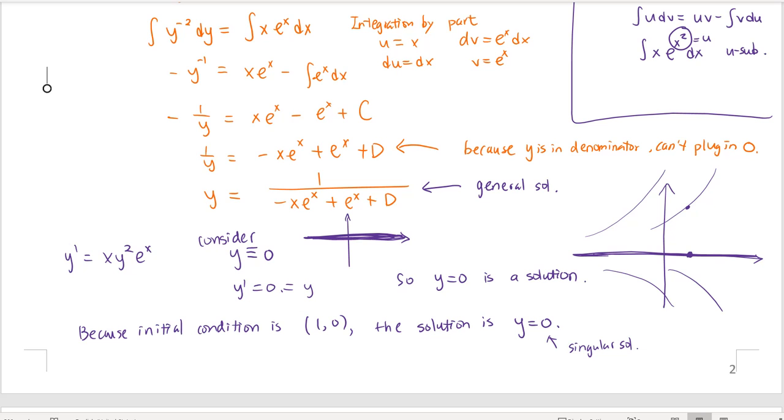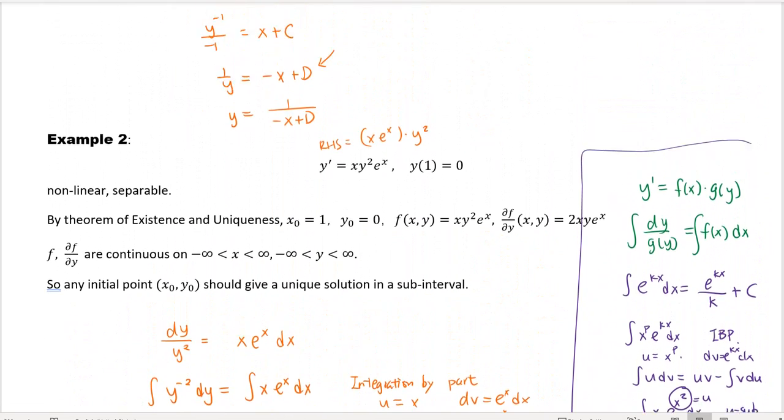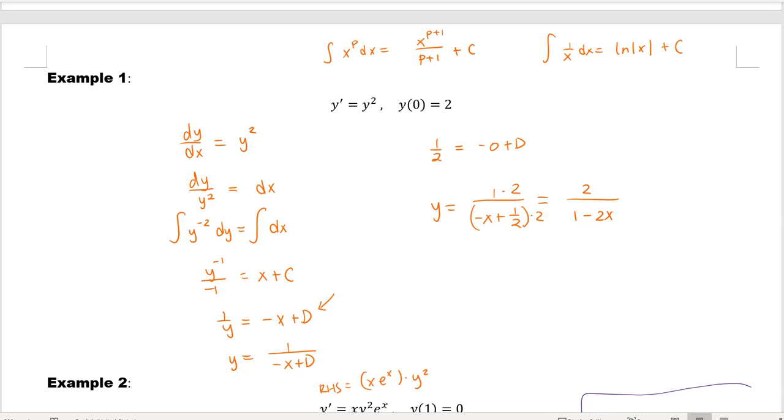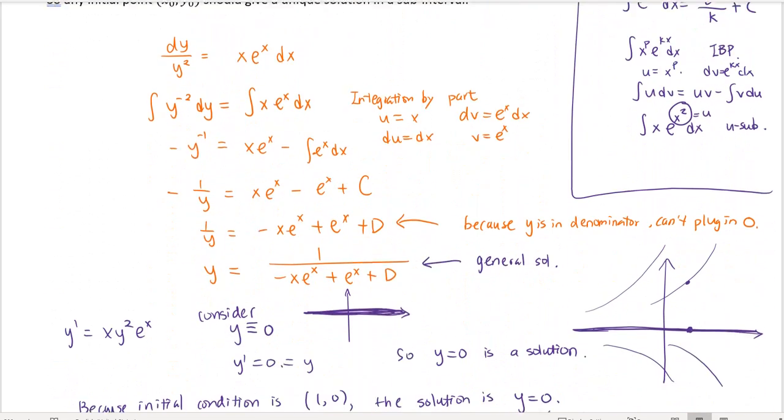Alright. So let's continue. Let's see here. Oh, here. Similarly, if y of 0 equals 0, okay, so let me put a remark here. If the initial condition is (0, 0), then the solution is y equals 0. Okay, so similarly. Alright. Let's continue.